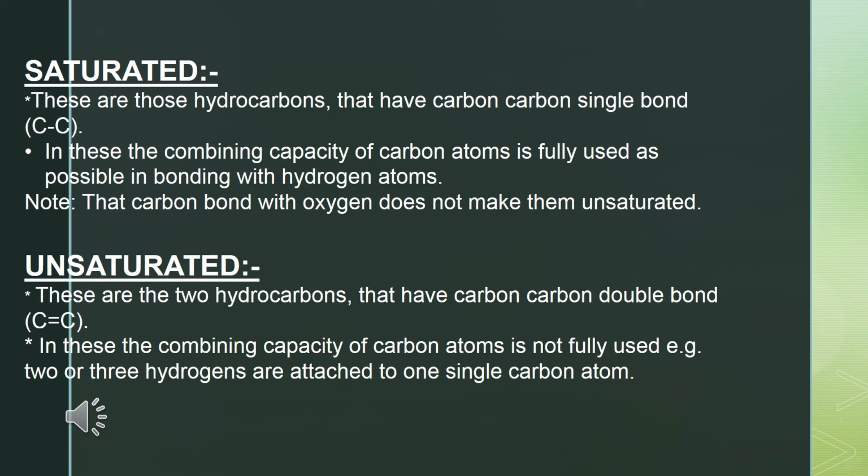If we talk about carbon and hydrogen, there would be saturation. You can see the example of methane as well. Then in terms of unsaturation, these are hydrocarbons with the presence of a carbon-carbon double bond, and in these the combining capacity of the carbon atom is not fully used. Usually 2 or 3 hydrogen atoms are attached to one single carbon atom.